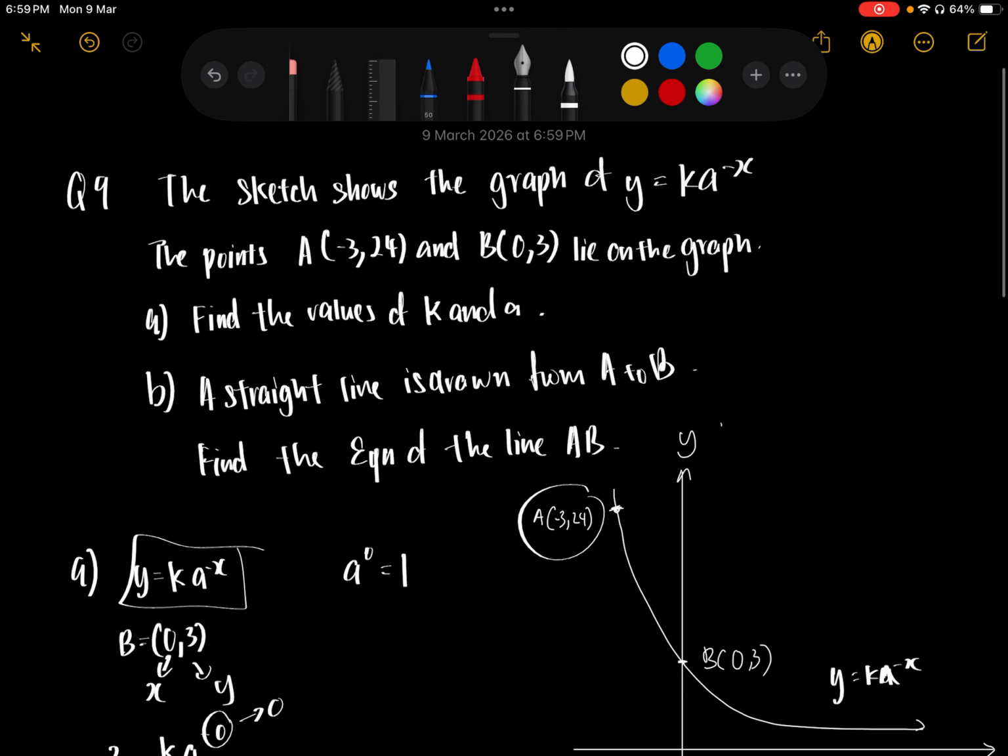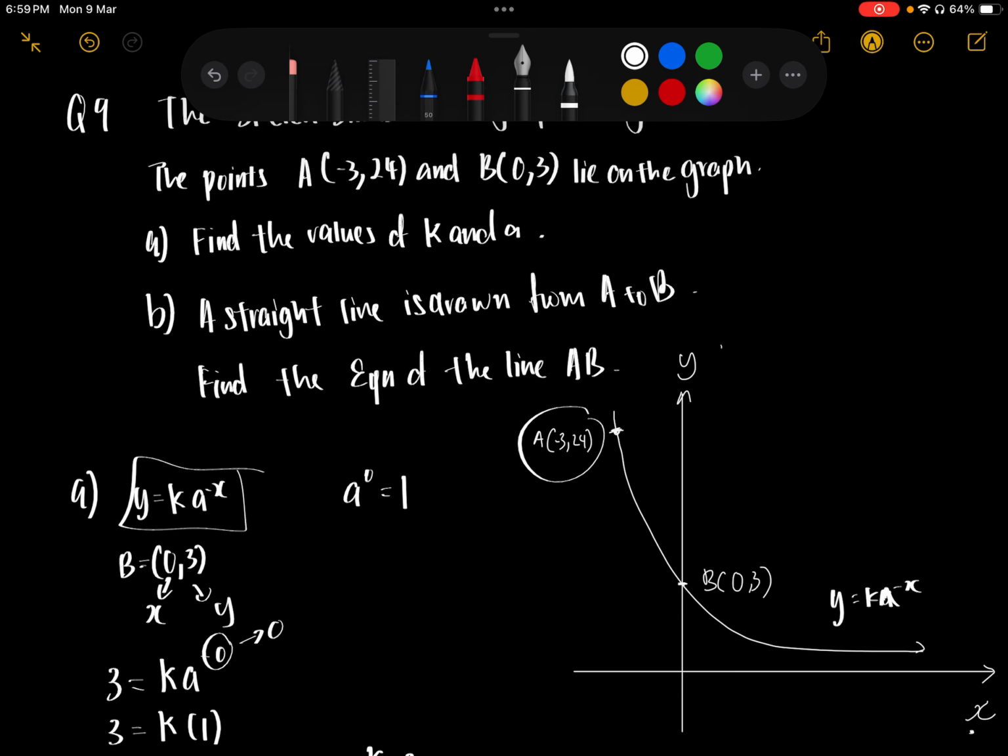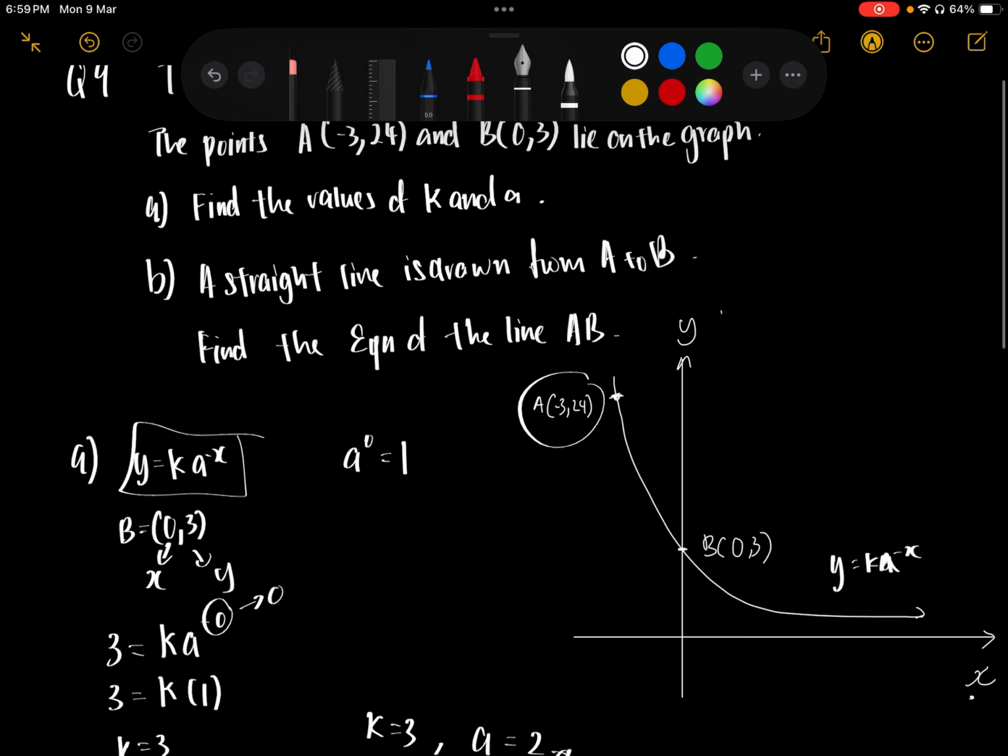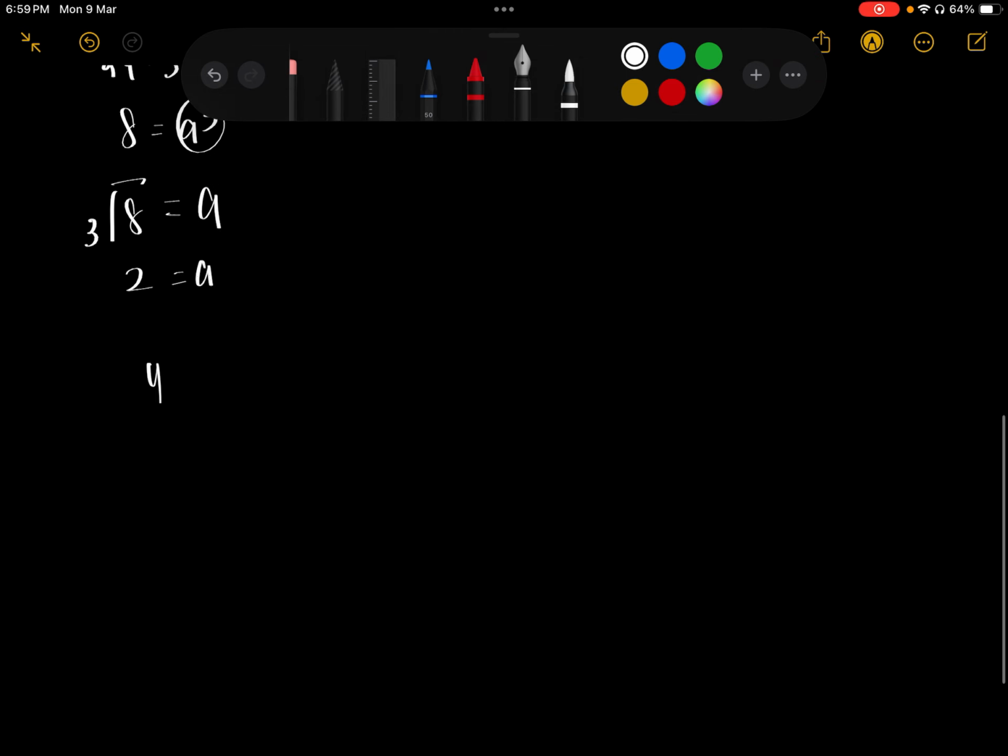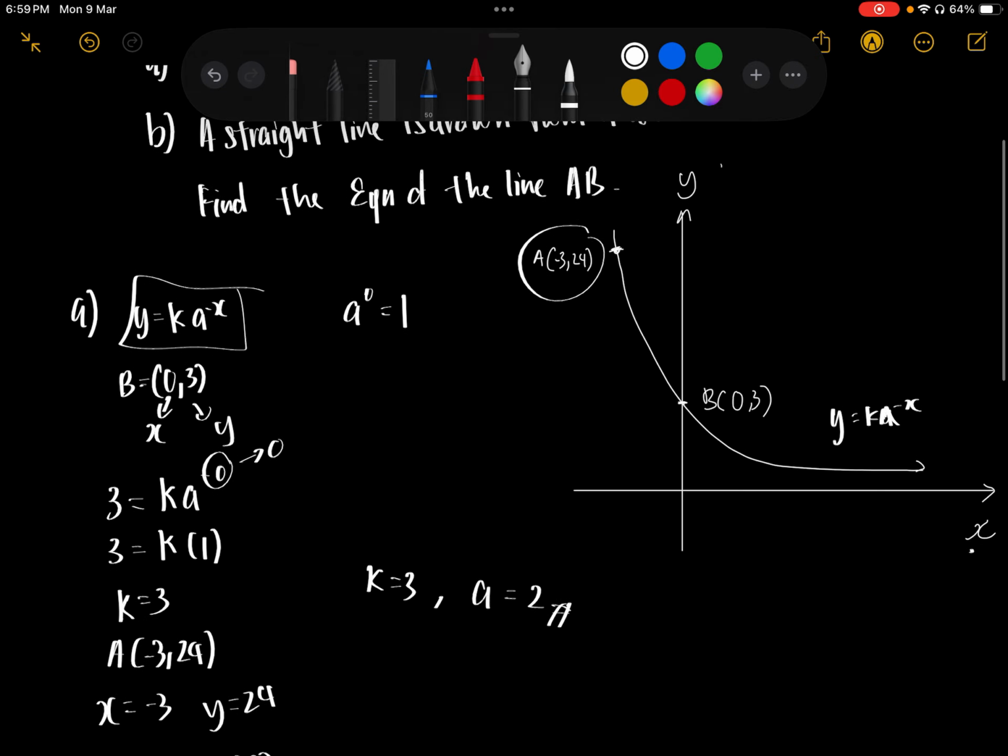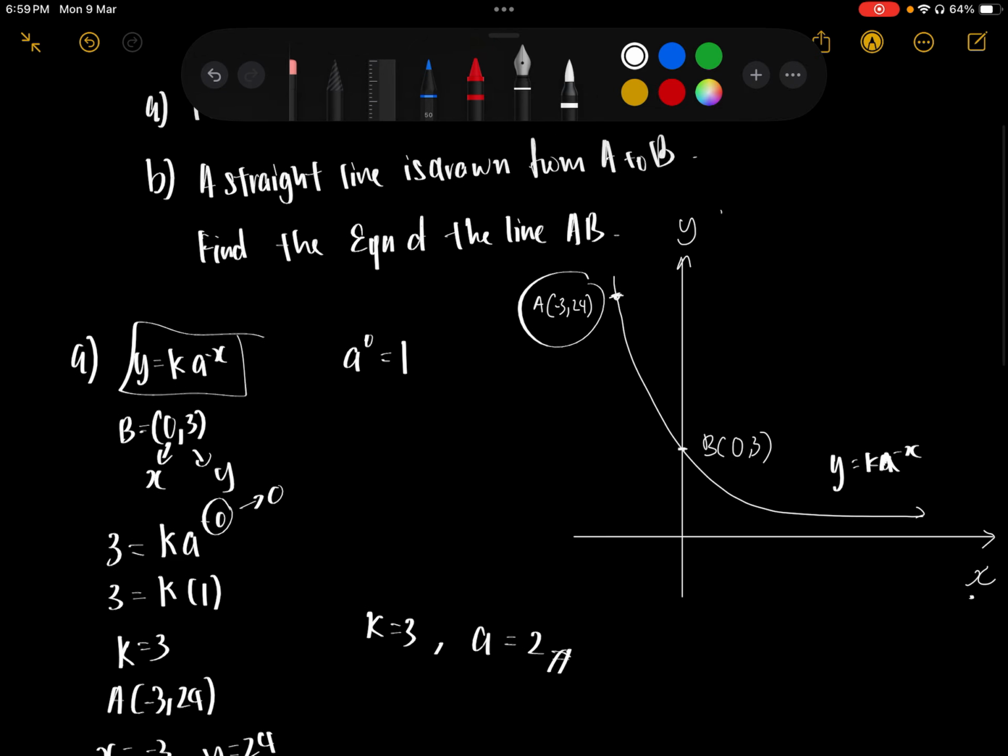Alright, so now question B. A straight line is drawn from A to B. Find the equation of the line AB. So this is your y equals mx plus c. What do you actually need to find? You need to find your m and you need to find your c. Actually, let's see whether we can find our c directly. What is your c?